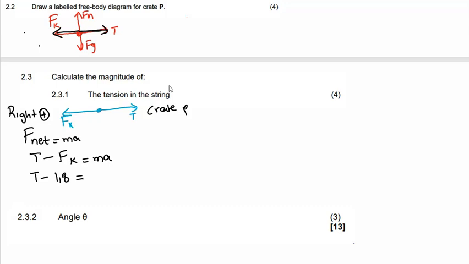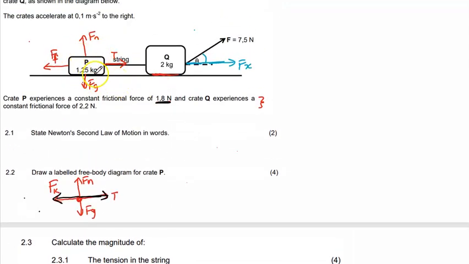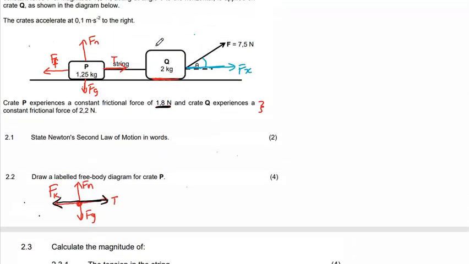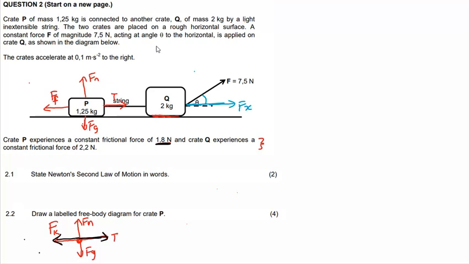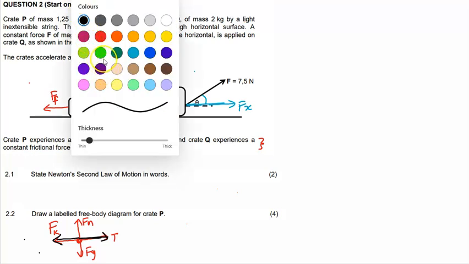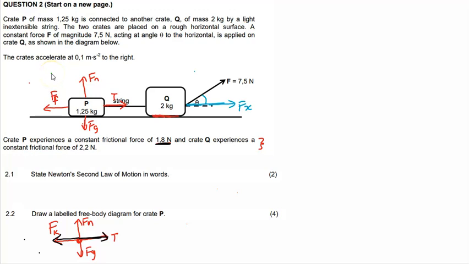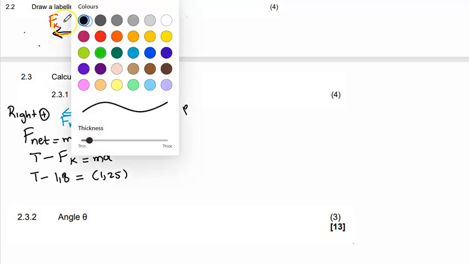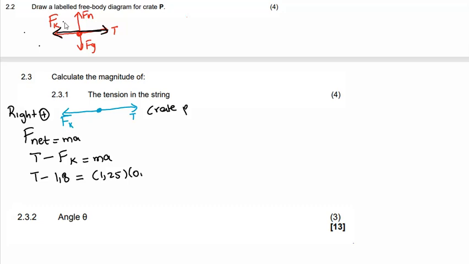Now, what about the mass? What is the mass of crate P? It's 1.25. So now I'm going to say this is the mass of 1.25, right? The acceleration of this was also given. Look at this statement. I'm just going to try and highlight that part. I'm trying to move slow here. So the acceleration was given as what? 0.1 meters per second squared. So where there's A, I'm going to substitute 0.1.